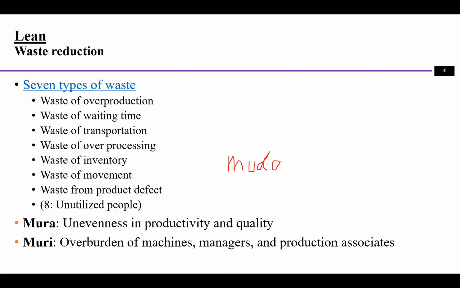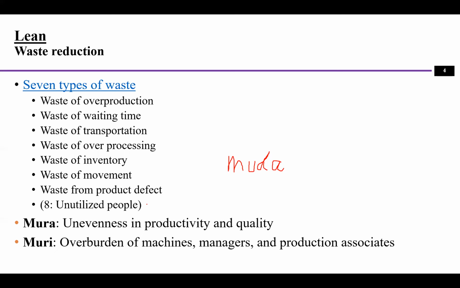M-U-D-A. So MUDA means waste, and it is a Japanese word, because in Japan they started to build a production system and these concepts. And so that's why there are some terms that we directly borrowed from those Japanese words. We use MUDA to represent the waste. You may want to remember this term, because in production companies, this is going to be a very common term you will see in companies.